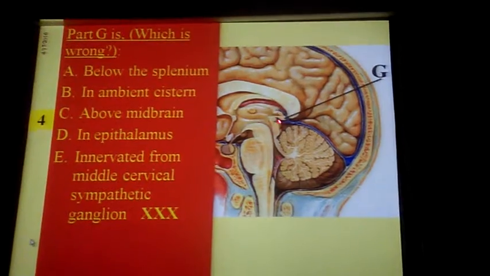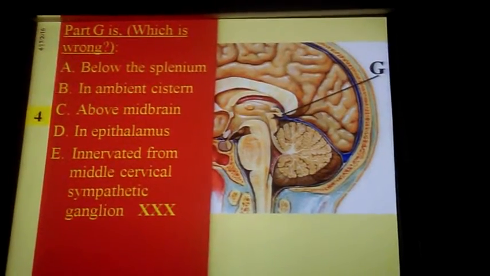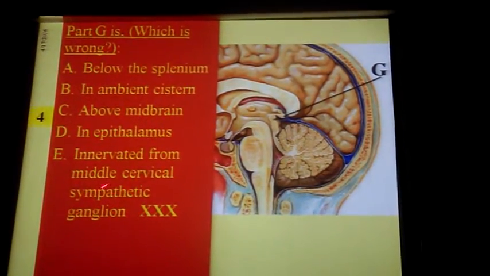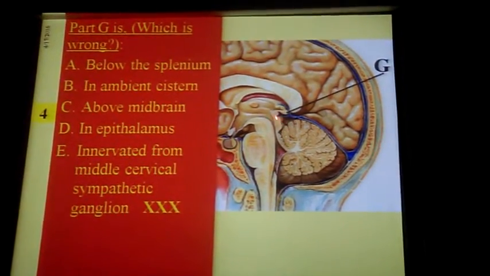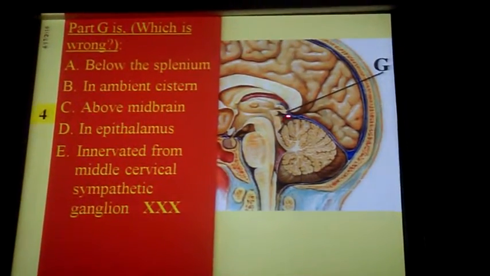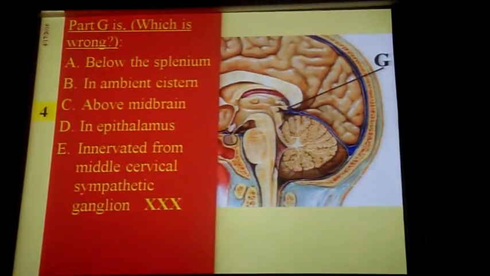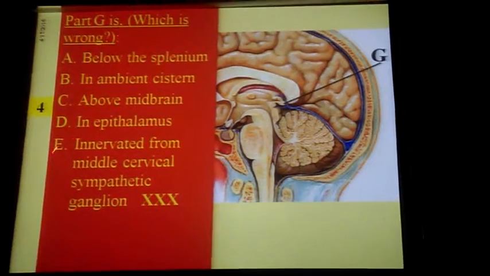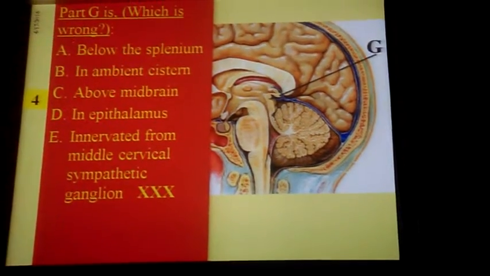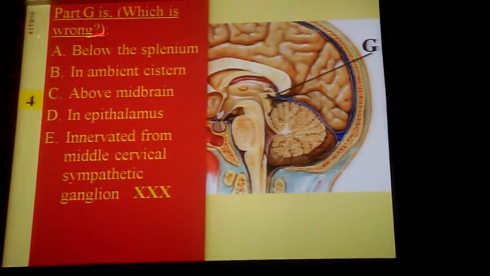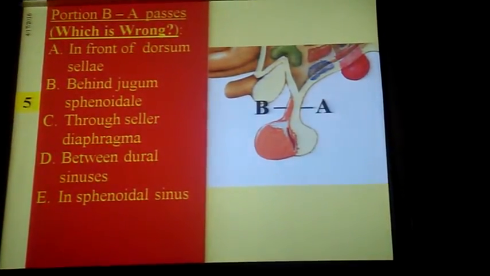So it takes from the superior cervical sympathetic ganglion, after the suprachiasmatic nucleus receives impulses from the retina, which take them to the spinal cord, and then they come to the superior cervical sympathetic ganglion, and then to the pineal gland. Okay, so this is the only statement in part G that is wrong.